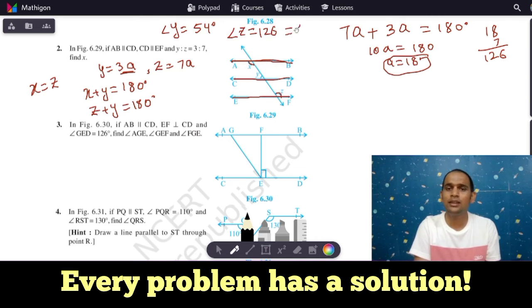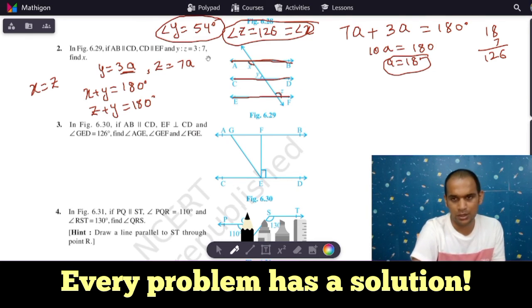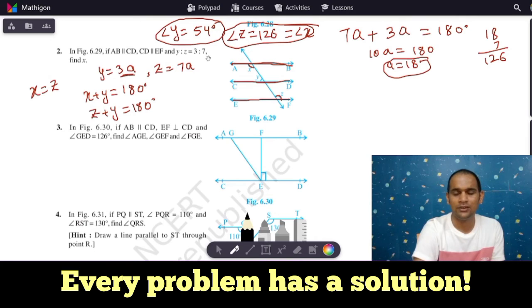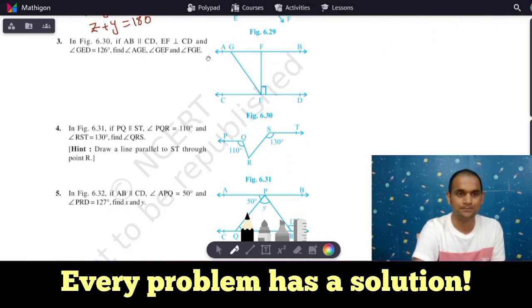And we already know it is equal to angle X. So we have found all the three angles. It's very easily found. Okay, I hope that makes sense. You can take a snap or you can solve it on your own as well.